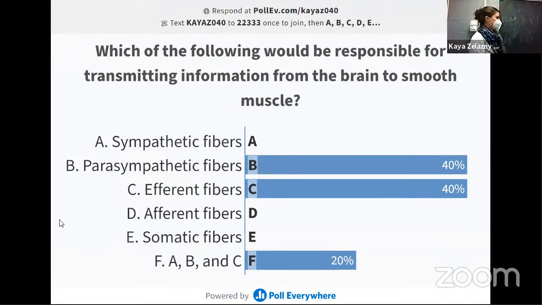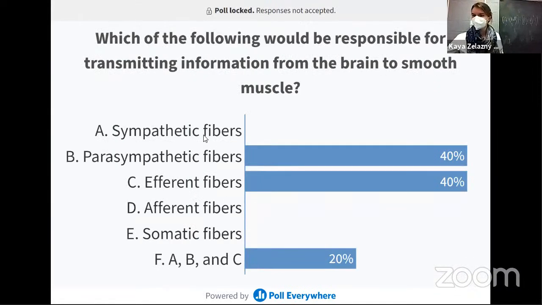So, okay, yeah, so the answer should be F, that one where we have A, B, and C. So this is a little tricky. Both B and C are right, but so is A. So smooth muscle is one of our effector organs for the whole autonomic nervous system. So the autonomic nervous system, the whole thing, is part of the efferent branch. So all our autonomics, stuff going out.